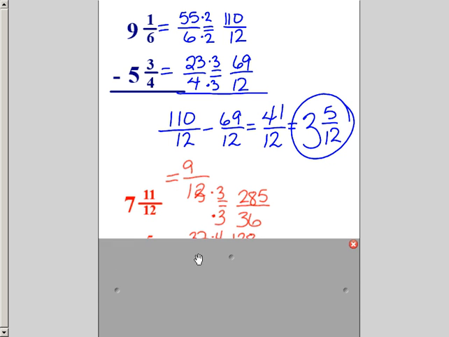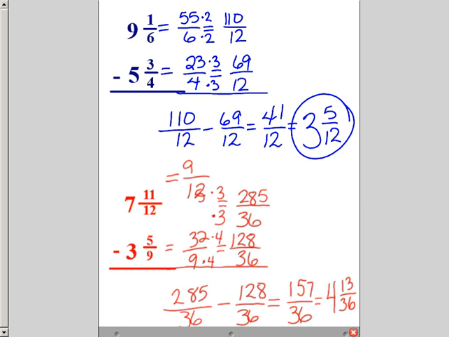For the next one, oops, I got a little bit of ink work to do there. For my next one, I got 7 and 11 twelfths. Let's fix that. 7 and 11 twelfths equaled 12 times 7, which is 84. 84 plus 11 is 95. So I get 95 twelfths here.